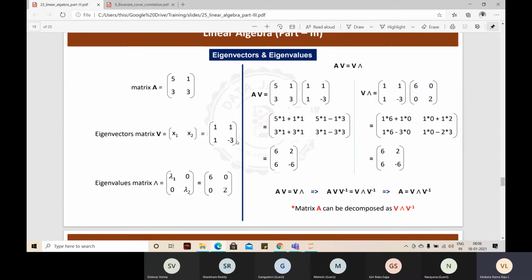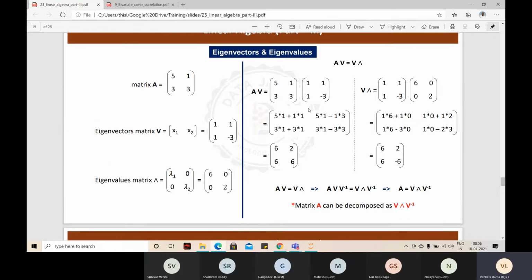On a two-dimensional matrix, it is easy to show. That's why I took a two-dimensional matrix. See this here, AV is equal to V lambda. What is lambda? Lambda is the eigenvalues matrix. V is the eigenvectors matrix. A is our original matrix. See this A. This is A. Okay. This is V, the eigenvectors matrix.